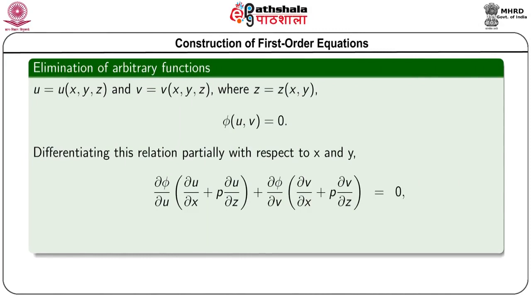There is another way to find a first order differential equation, which is elimination of an arbitrary function. Suppose u and v are two functions of x, y and z, where z is the dependent variable which is a function of x and y, and the functions u and v are related by the relation φ(u, v) = 0.